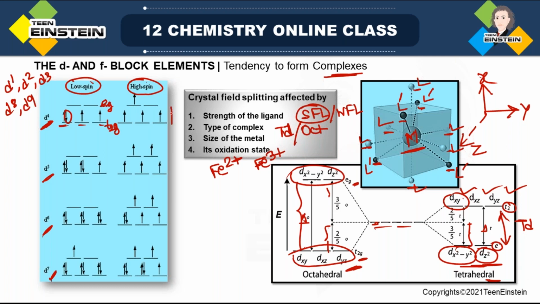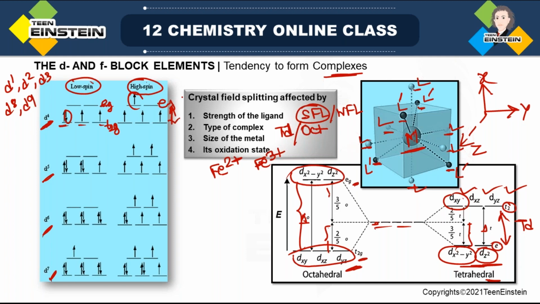But if the gap between these two is low, though from the picture it seems the same gap, actually it is a high gap and a low gap. If the gap is very small, the 4th electron can easily be promoted to Eg. So for a d4 system, 2 types of spin are possible.